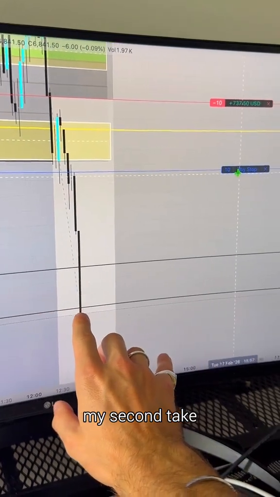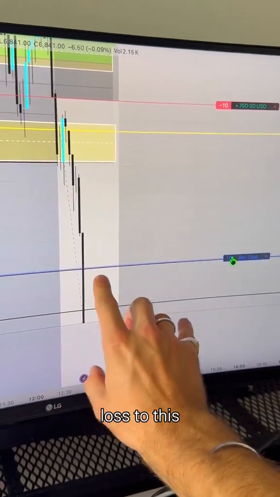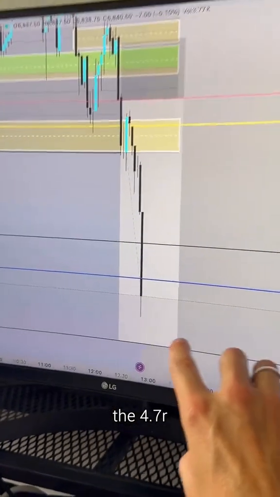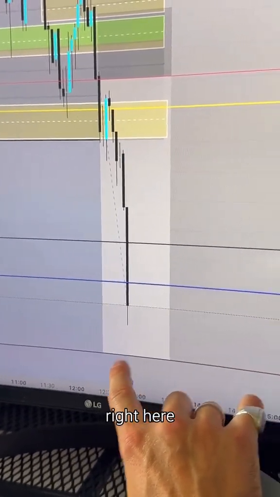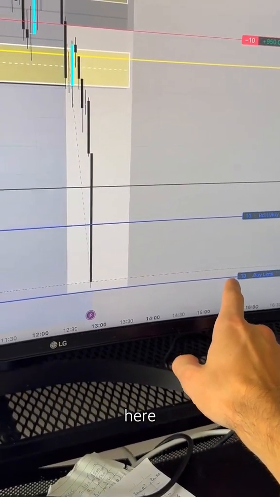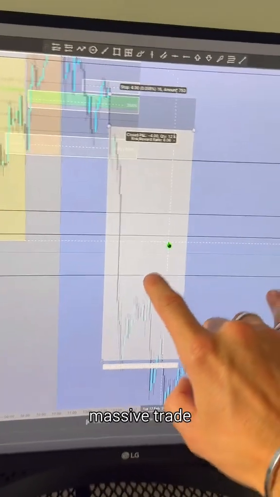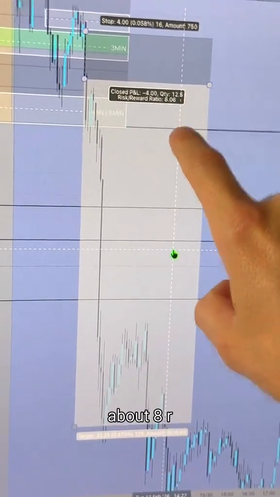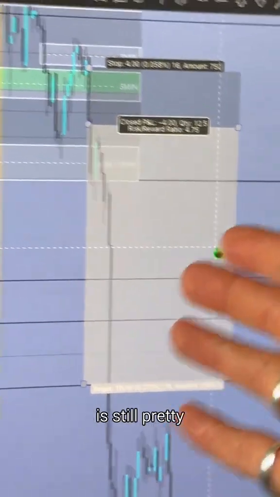We just hit my second take profit target, so I'm going to move my stop loss to this previous level. And this is a 4.7R trade if we hit this target right here. So I'm actually just going to set my take profit here, and that's the trade close right there. This was a massive trade, and I could have actually let it run for about 8R, but 4.7R is still pretty banging. I'm happy with that.